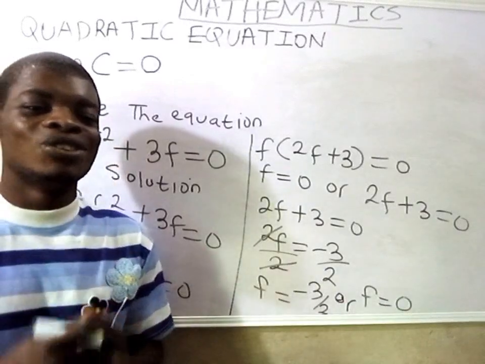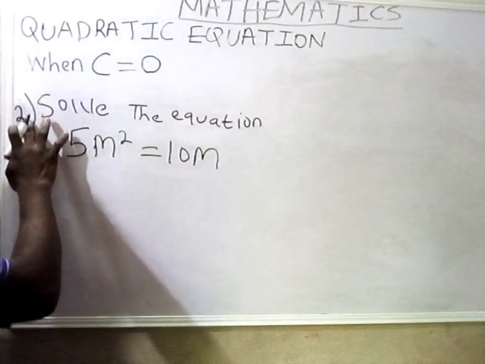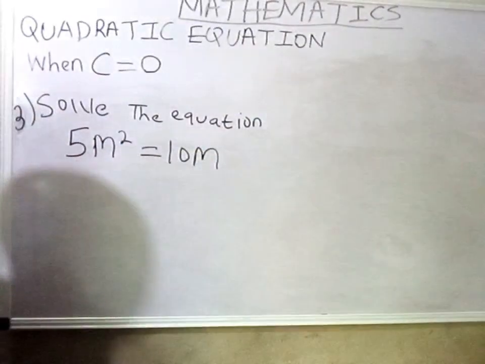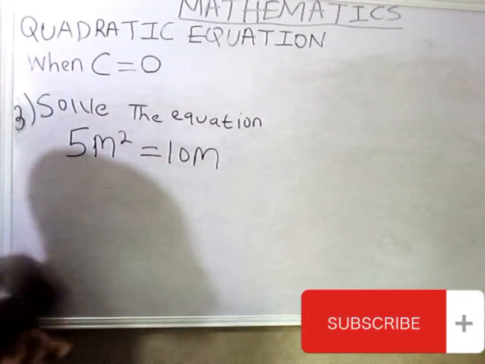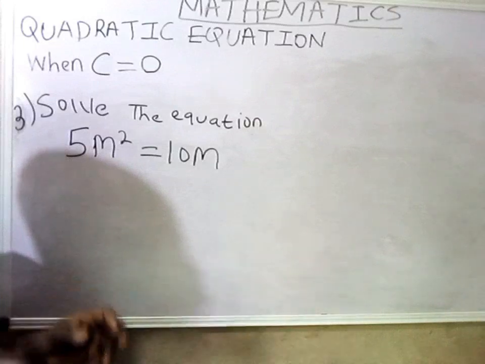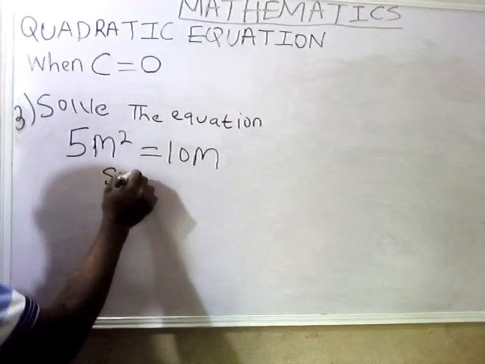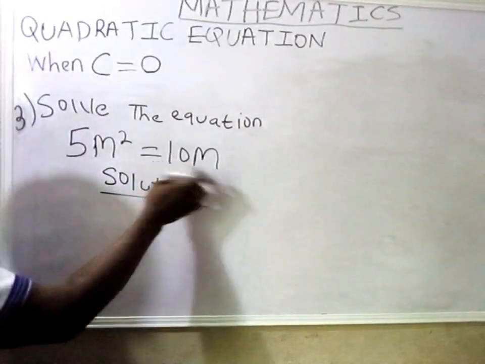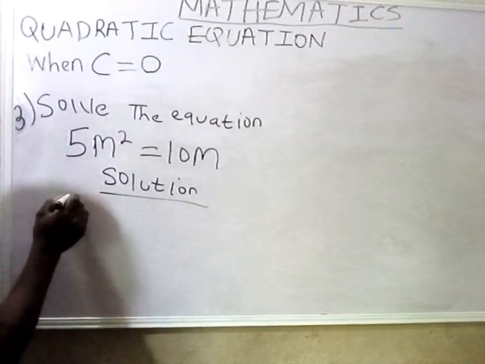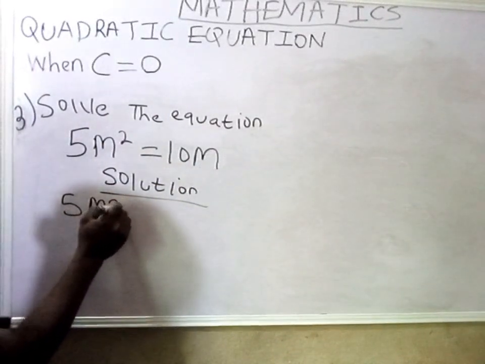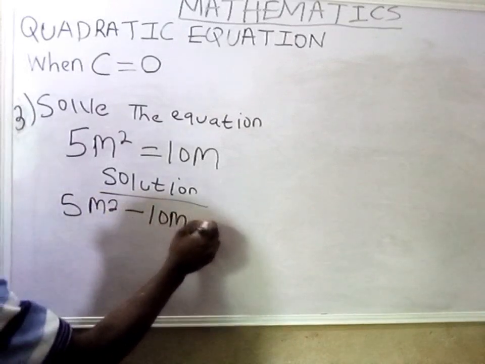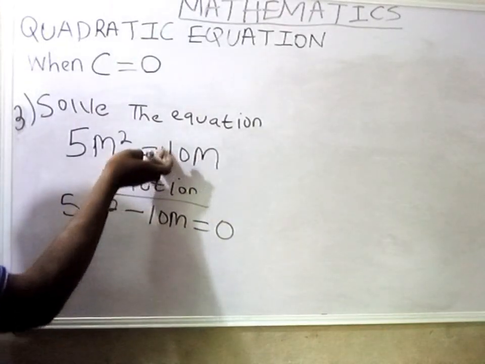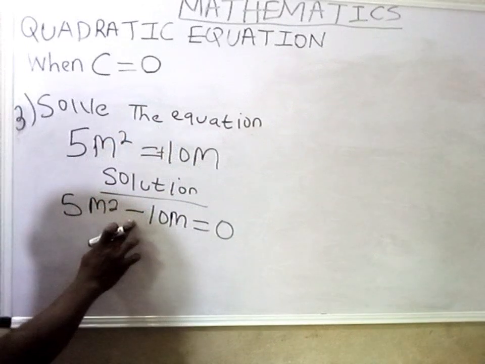Let's take question 3. Okay guys, this is question 3. We have this question as 5m squared equals 10m. So let's solve by saying solution. But before we solve, we have to rearrange the equation. We can take this 10m to the other side by saying 5m squared minus 10m equals 0, because whenever a term crosses the equality sign, its sign must change.